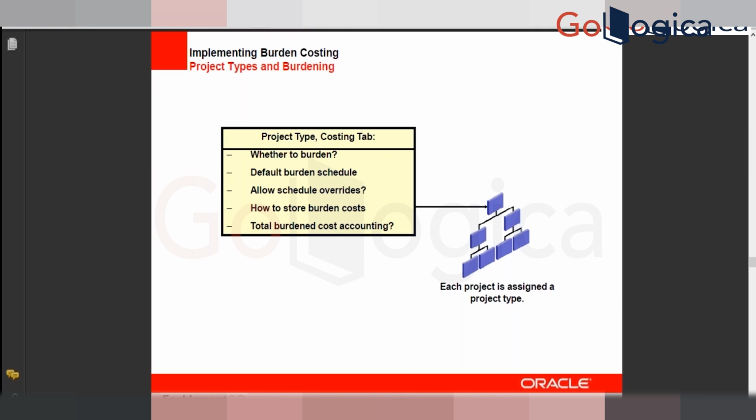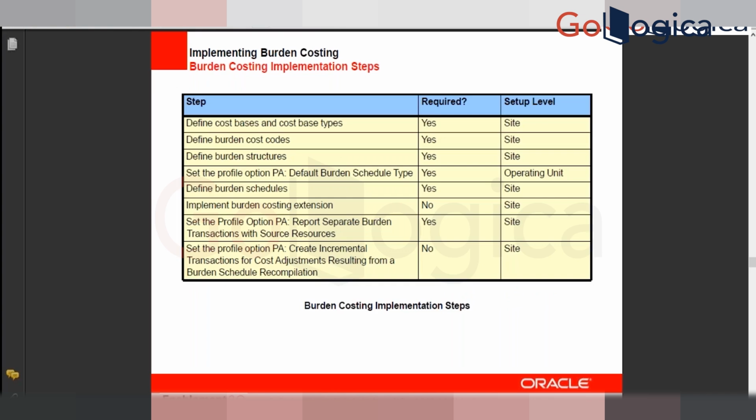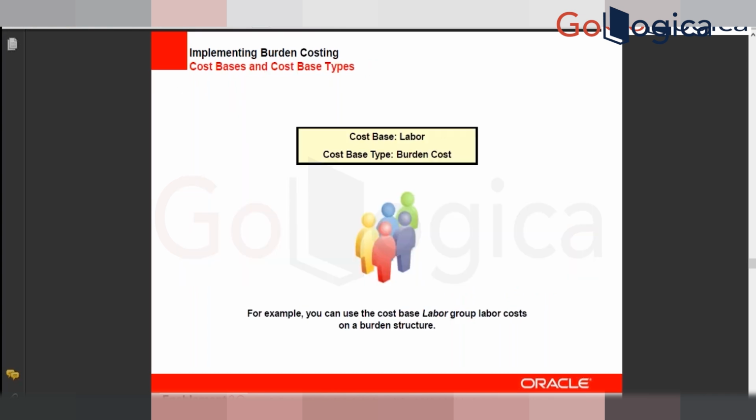Okay. And these are some kind of implementation steps, blah blah blah. This is not required. Just go with the setups. First thing, cost base. We are going to decide cost base. Always go with the burden cost. No change in it. Cost base will remain always as it is.